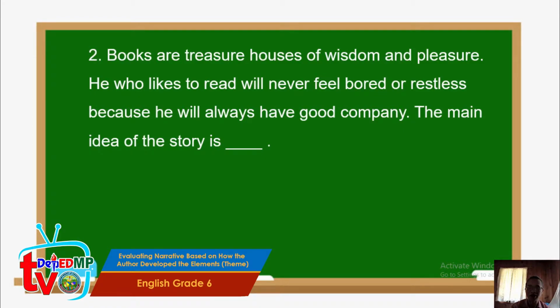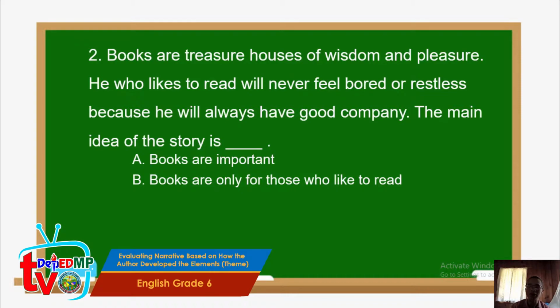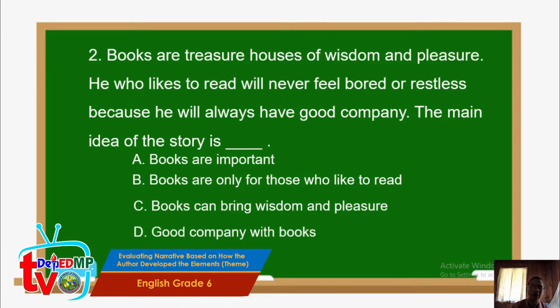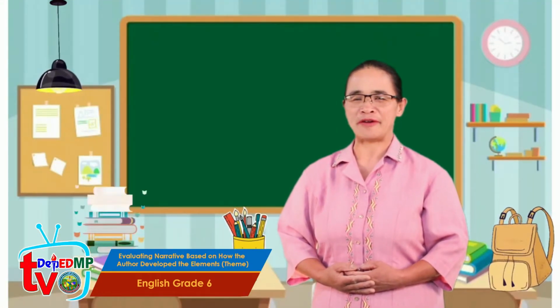Number 2. Books are treasure houses of wisdom and pleasure. He who likes to read will never feel bored or restless because he will always have good company. The main idea of the story is A. Books are important. B. Books are only for those who like to read. C. Books can bring wisdom and pleasure. D. Good company with books. The answer is letter C. Very good. At least you did not forget what you have learned in the past.